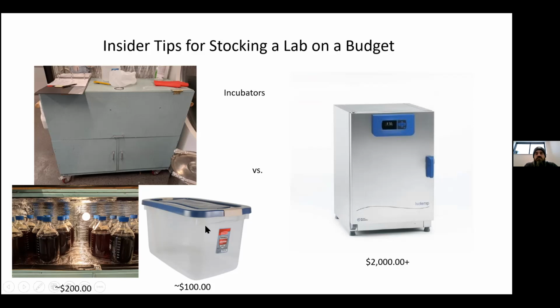Or you can do the same thing even cheaper with just a large Tupperware container from Target, something like that, and do the same thing where you line it with some reflective tape and put a light bulb inside it connected to a thermostat and hold the temperature wherever you want it. So you can make very, very cheap incubators that are very, very effective for the purpose.